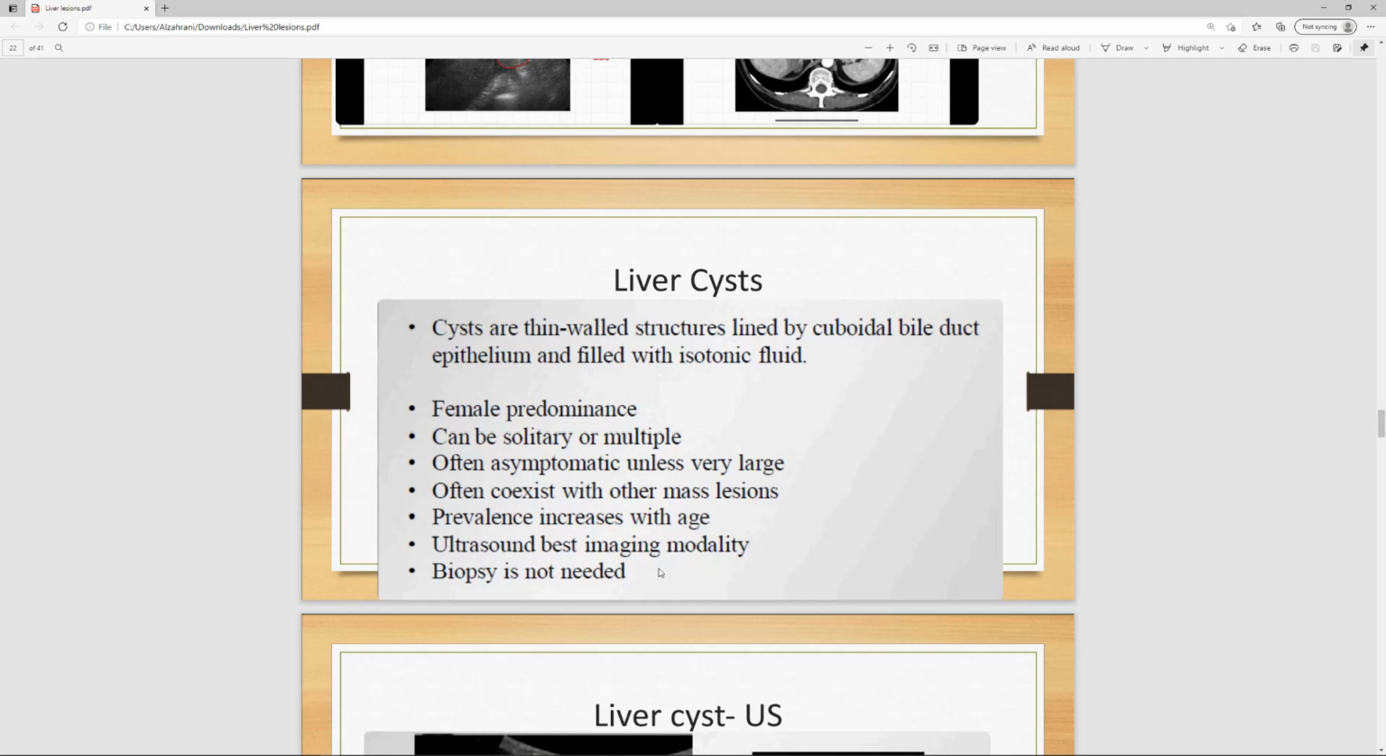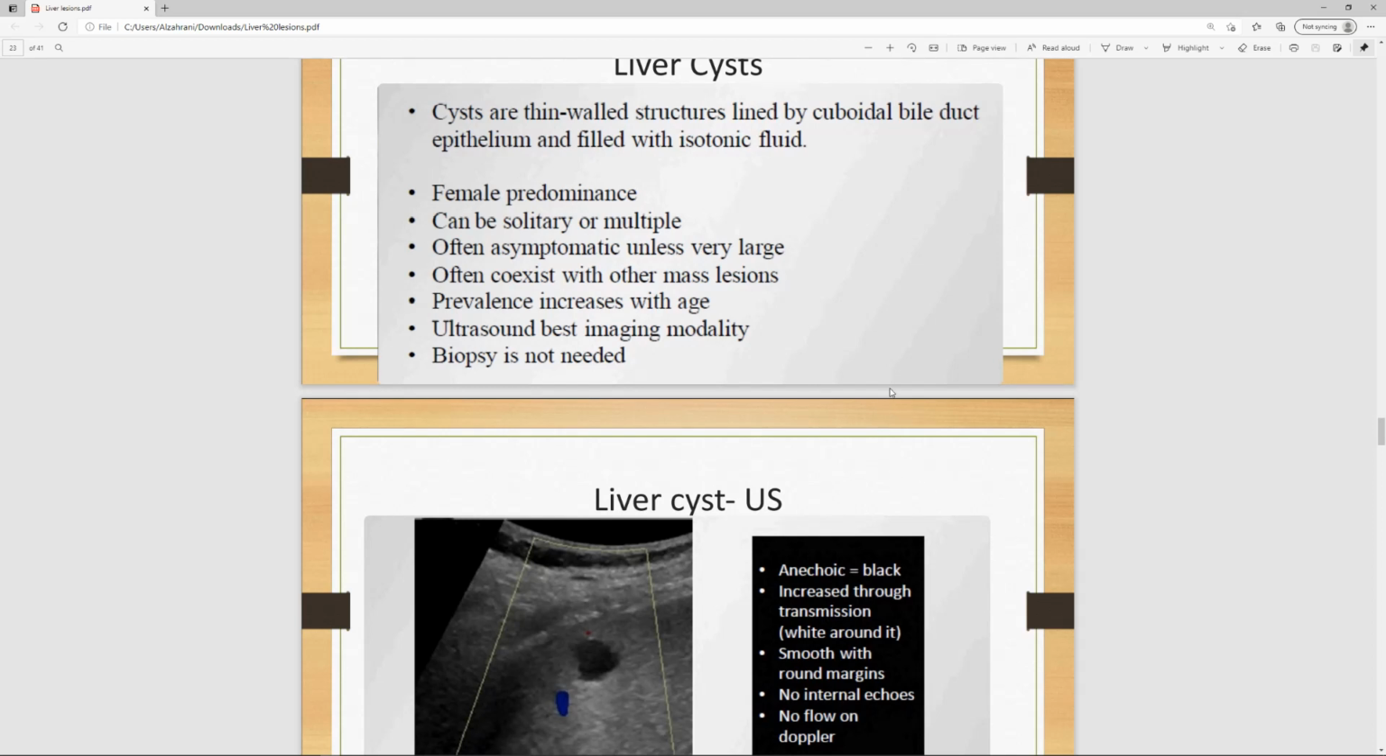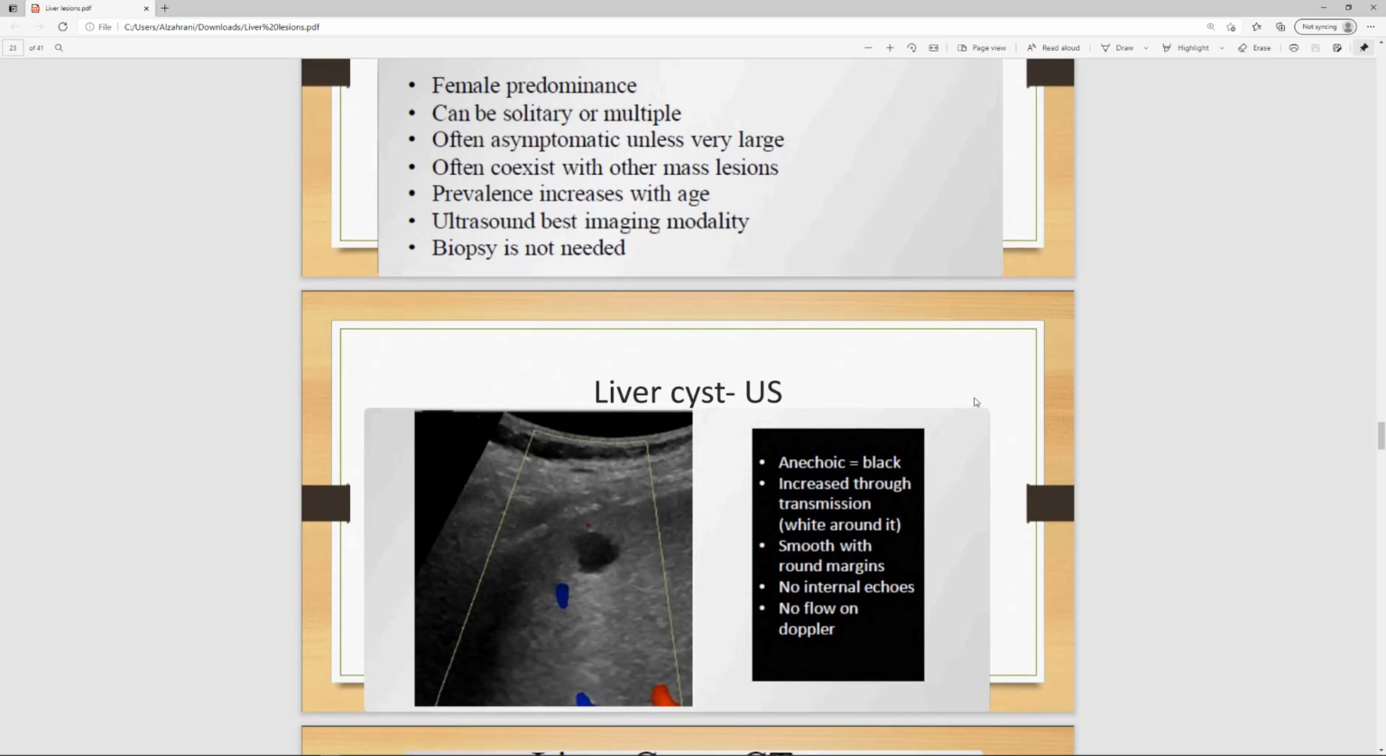Ultrasound is the best imaging modality. Biopsy is not needed, unless if you suspect malignant lesion or something like that, you have to do biopsy. Okay.